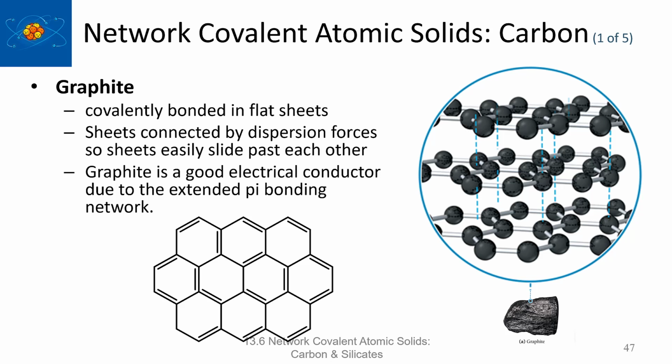So the next topic is network covalent atomic solids, or just network covalent solids. And we're going to be looking at carbon, and carbon actually makes, in nature, a number of different forms, and these are known as allotropes of carbon. So different crystalline forms, or different elemental forms of carbon that exist are all known as allotropes. And one of those is graphite.